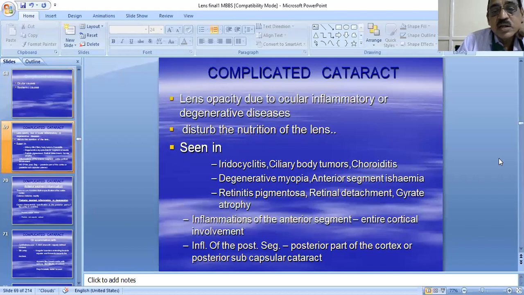Lens opacity due to ocular inflammatory or degenerative diseases disturbs the nutrition of the lens. It is seen mostly in iridocyclitis, ciliary body tumors, choroiditis, degenerative myopia, anterior segment ischemia, retinitis pigmentosa, retinal detachment, and gyrate atrophy of the choroid. Inflammations of the anterior segment result in entire cortical involvement. Inflammations of the posterior segment cause opacification of the posterior part of the cortex, or posterior subcapsular opacities.